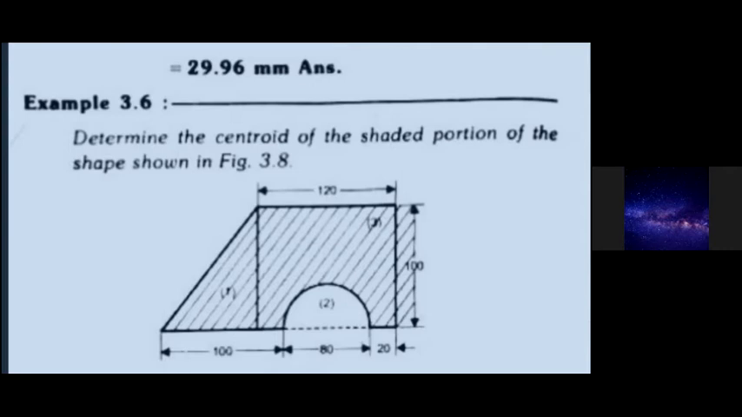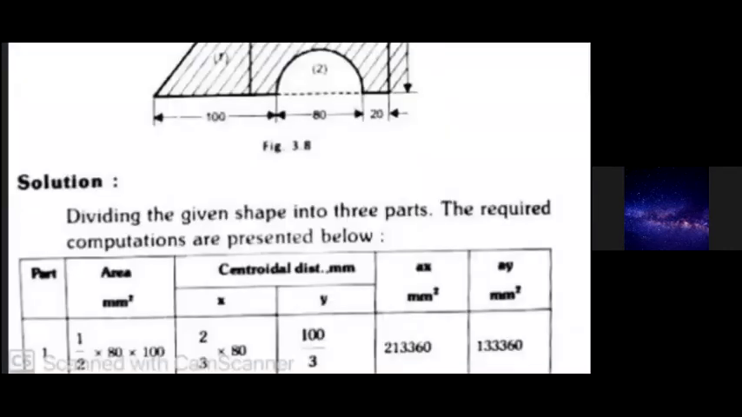For the total composite section, our shaded area, first we have to divide this into 3 parts. Part 1 is the triangle, part 2 is a semicircle, and part 3 is the square. I have to remove this semicircle from the square, and I have to add the triangle. So 1 minus 2 plus 3. Okay, here also we use the same table.